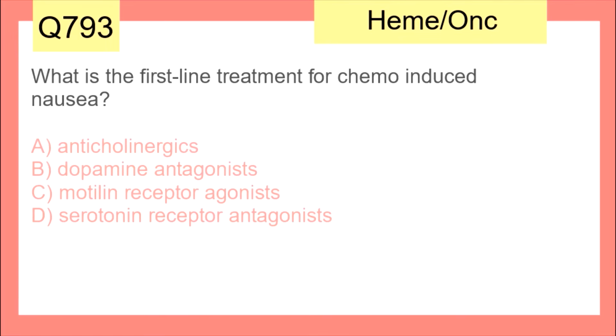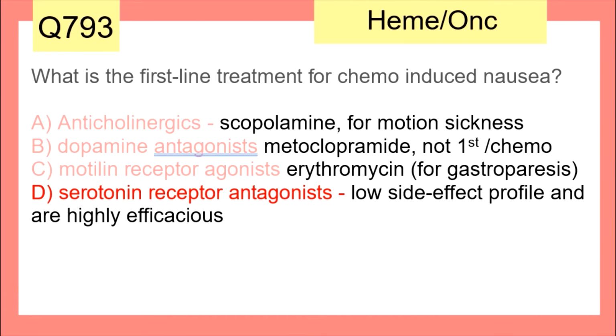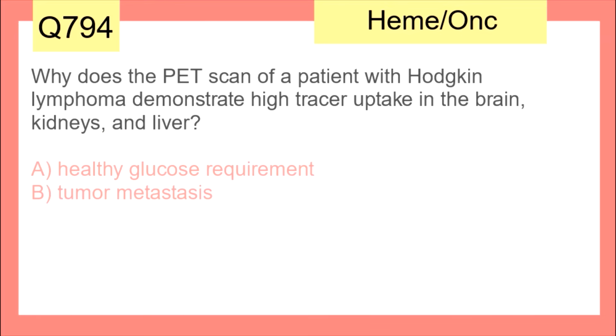793, what's the first line treatment for chemo-induced nausea? So we give Zofran, ondansetron, serotonin receptor antagonists. They have a low side effect profile and are highly efficacious. Anticholinergics such as scopolamine are for motion sickness. Dopamine antagonists such as metoclopramide are not first line. And motilin receptor agonists such as erythromycin are for gastroparesis. 794, what does the PET scan of a patient with Hodgkin lymphoma demonstrate?